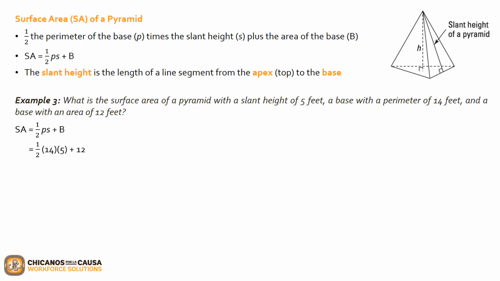So remember the order of operations. You cannot do one thing before the other, otherwise you're going to get the wrong answer. So in this case, we're going to start with multiplication. You're going to multiply 14 times 5, which gives us 70. So our new equation is 1/2 times 70 plus 12. Once we simplify it, we get 35 plus 12. And ultimately, when we simplify it even more, we get our answer, which is 47 feet squared.